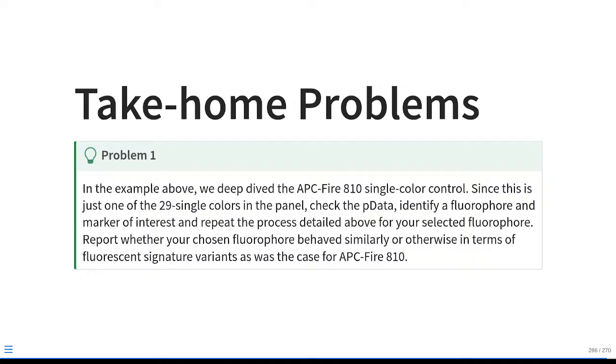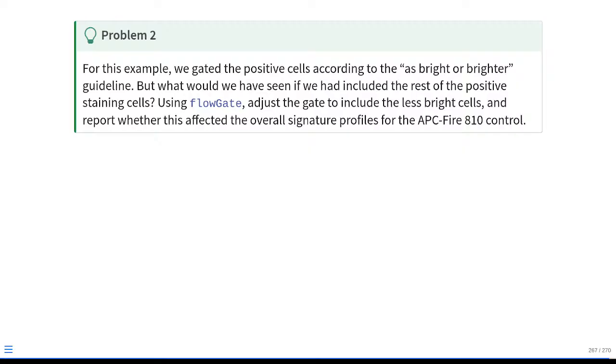The take-home problems for today: everything we've worked on so far was mainly that APC Fire 810, so pick your fluorophore, pick your antigen, and do the same kind of deep dive. See if you find anything interesting, any new autofluorescences, or any new tandem degradations across the board. For number 2, we often were gating as bright or brighter. Go ahead and re-edit the gate we have within FlowGate, and make it include the negative cells and the dim positive cells that would more likely have been autofluorescent, non-specific staining.